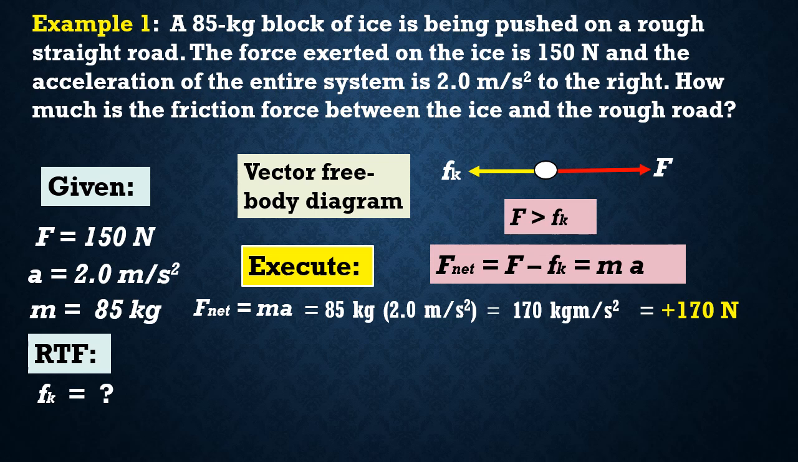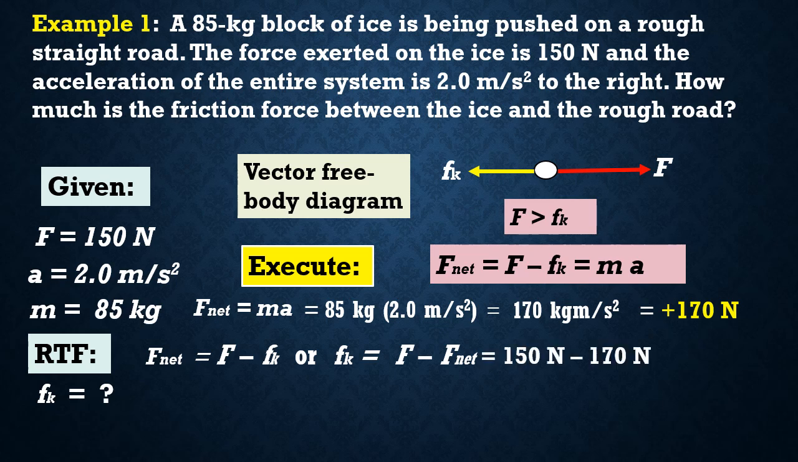Likewise, from the same equation, F net equals capital F minus Fk, we can isolate Fk and get this working formula for Fk. That is, Fk is equal to the pulling force F minus the net force. And substituting the values for F and F net, we have Fk equals 150 newtons minus 170 newtons. The computed Fk therefore is negative 20 newtons.